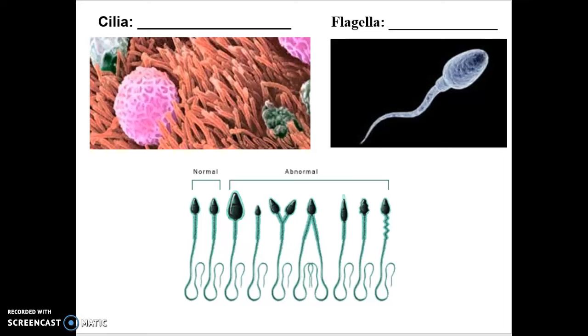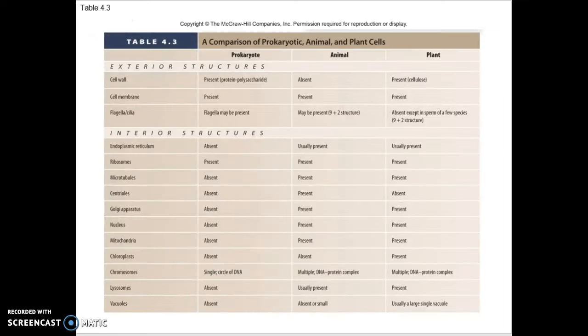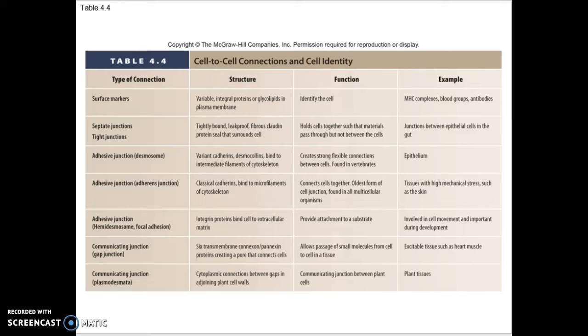All right, so cells have lots and lots of different structures and features. Table 4.3 here is a great table for you to take a look at and use to help figure out what's found in each group of cells: the prokaryotes versus the animal versus the plant cells. I would definitely encourage using this table as a shortcut to help get that information. Table 4.4 talks about how cells connect to each other.